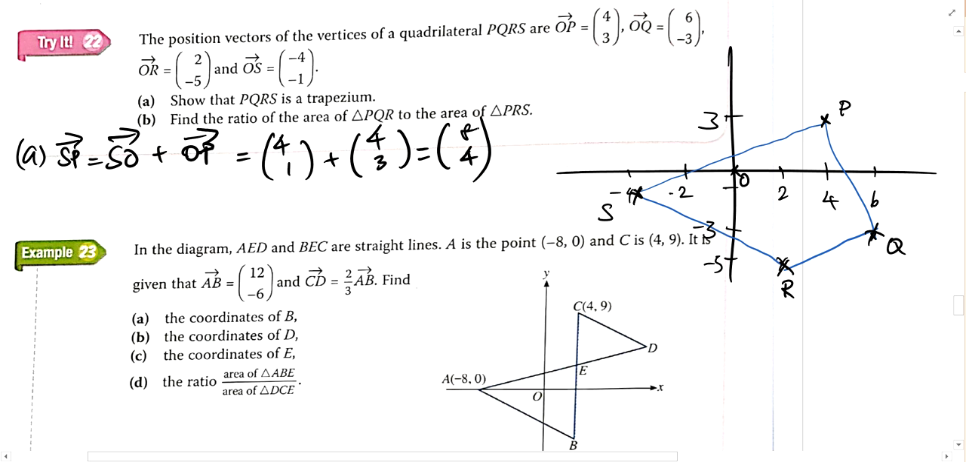And the next one, since I have SP, what do you think I should find next? RQ or QR? Or doesn't matter? Decide. RQ? Okay, let's find RQ. So, let's try again. RQ, what is it made out of?